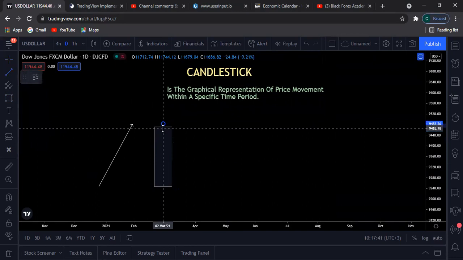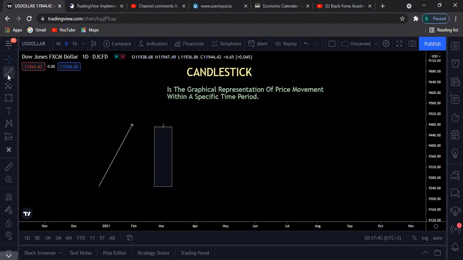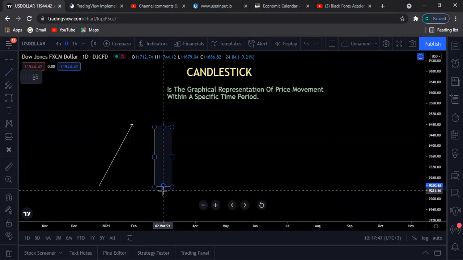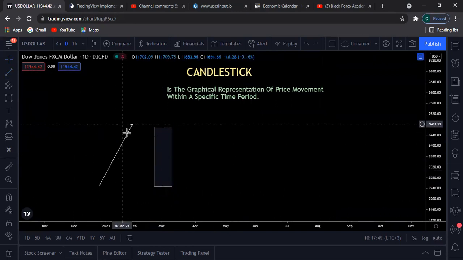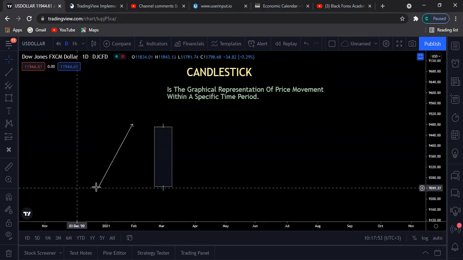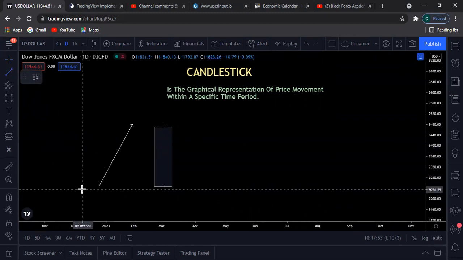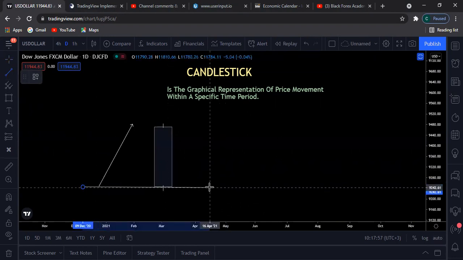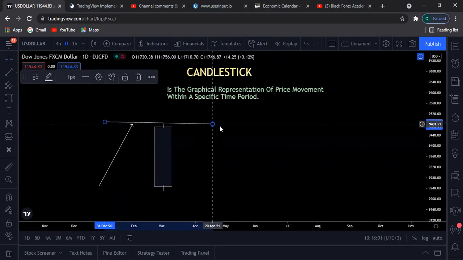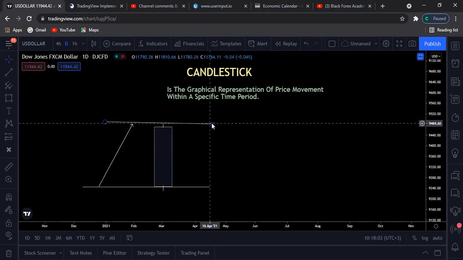Of course, candlesticks have a little bit of wicks, depending on the price movement, but the candlestick that will be formed will be something like this. That means this candlestick represented the price movement from down here, all the way to up here, within the specific time period.